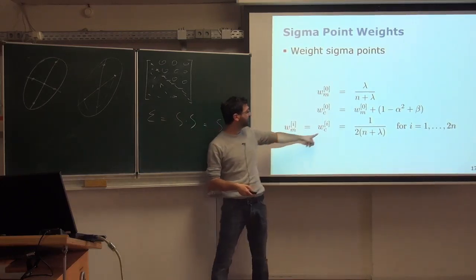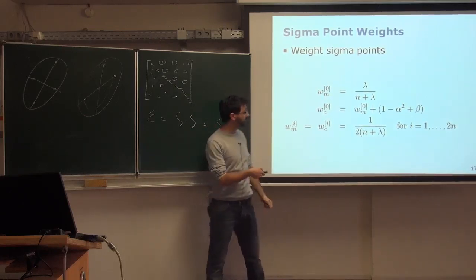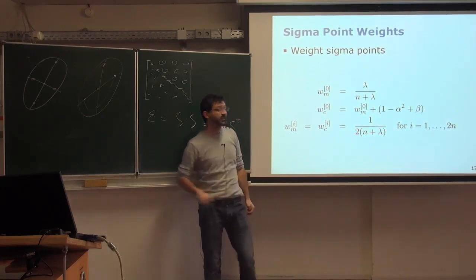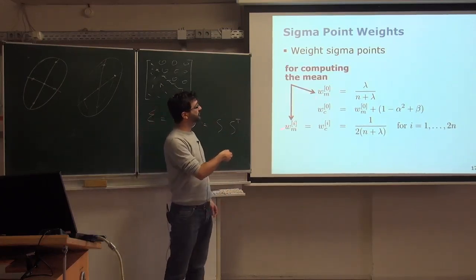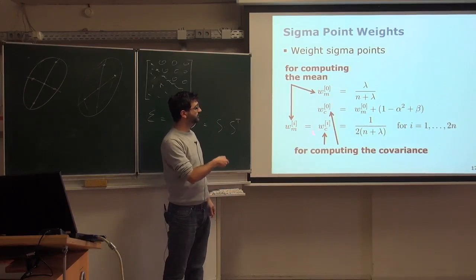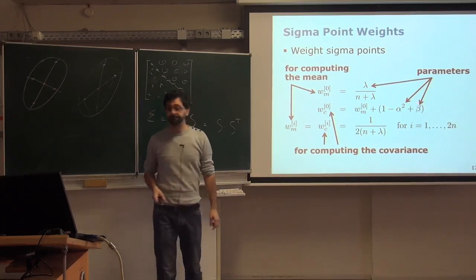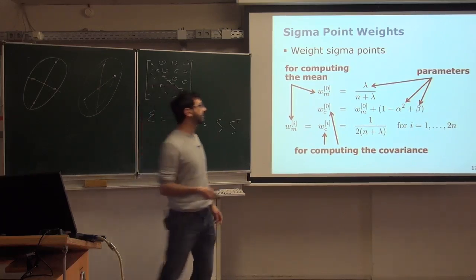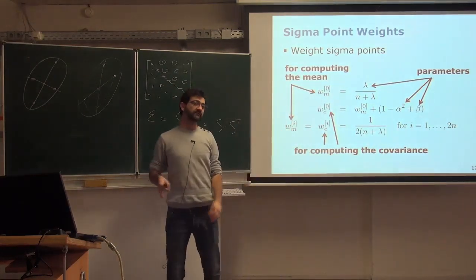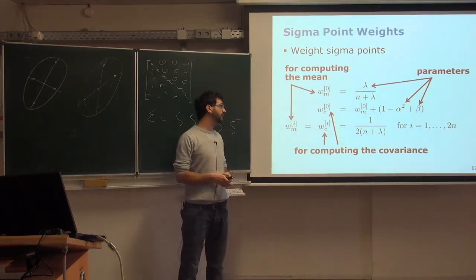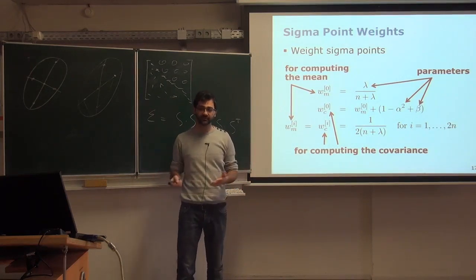Then all the other weights for the mean and the covariance are the same for all the other sigma points, and they are just 1 over 2(n plus lambda). Okay? So this, again, is for computing the mean. Then you get this one for computing the covariance. And there is a set of 3 parameters here. There are some common values for the parameters, for instance, if you're using a Gaussian covariance matrix, beta is normally set to 2, which has been found empirically to give the best performance for different families of distributions.